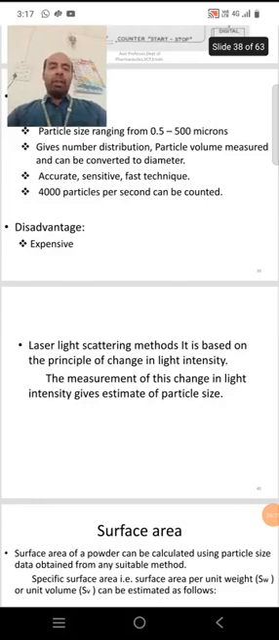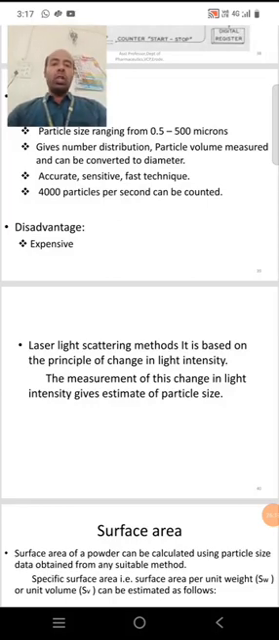Laser light scattering method. It is based on the principle of change in light intensity. The measurement of this change in light intensity gives an estimate of particle size.